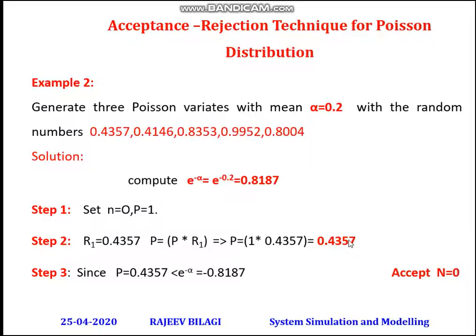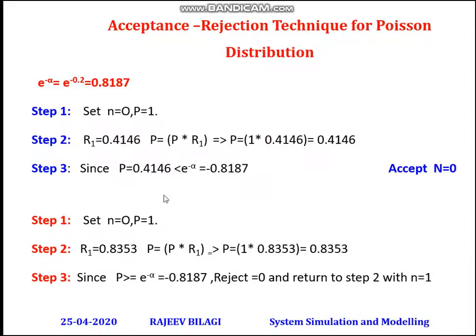Now I will compare this 0.4357 with this e to the power of minus alpha. So the p value is much smaller than e to the power of minus alpha, that is 0.4357 is less than 0.8187. So hence it is accepted. So n is 0, I got it.